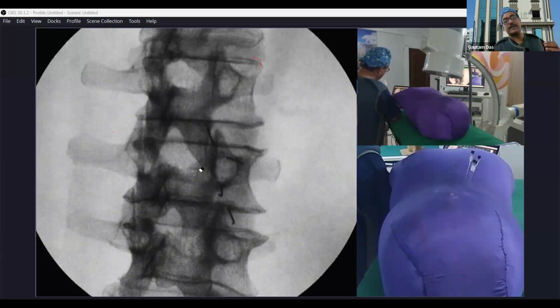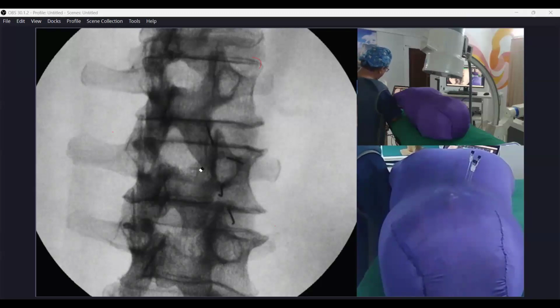The tip of the needle has to be understood by the lateral view. So in the lateral view, you have to see where the tip of your needle is, because in this view, you cannot understand where the tip of my needle is. So that is very, very important. Where is the tip of my needle? As I mentioned, with the foramen, the tip of the needle should always be in the posterior part of the foramen. Never go to the middle or anterior part of the foramen. Then the chance of hitting the nerve root is very high.